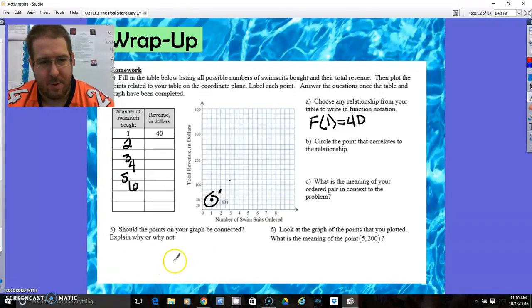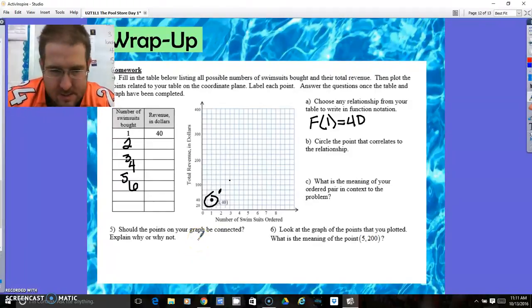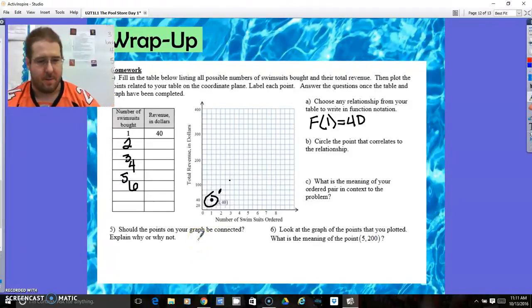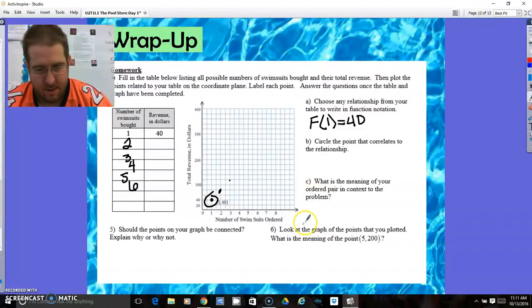Question number 5, notice I'm basically telling you the answers and not writing them down because hopefully you're not just copying and pausing the video. Should the points on the graph be connected? No! They should not be connected because this is a discrete question. As I mentioned earlier, if you connect these dots, that means there are answers in between 0 and 1 swimsuit, and that's not true. So this is a discrete question. You should not be connecting the dots.